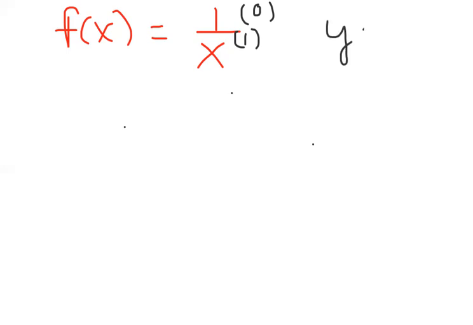I don't understand. Why is 1 a 0 and why is x a 1? Aren't they both 1? No, they're not both 1, because when you have an x variable with no power, the power is understood to be 1.